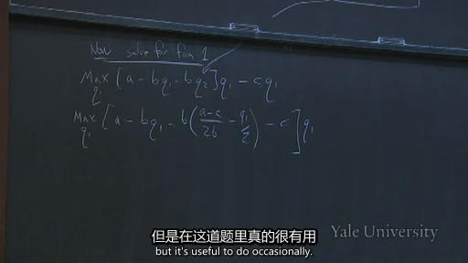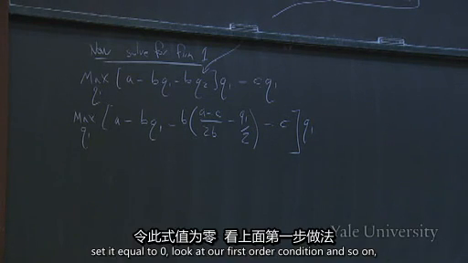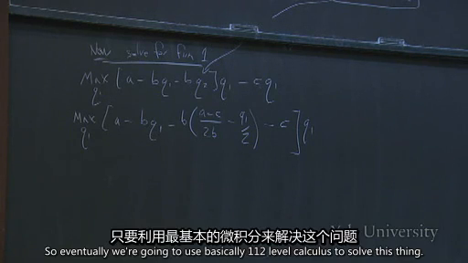So eventually, what are we going to do? Eventually, we're going to differentiate this thing, set it equal to 0, look at our first order condition, and so on, just as we normally would. So eventually, we're going to use basically 112 level calculus to solve this thing.